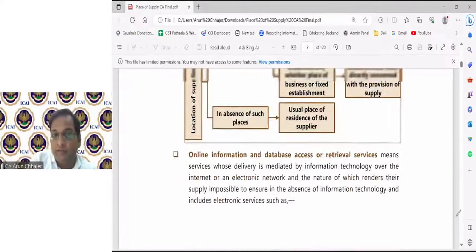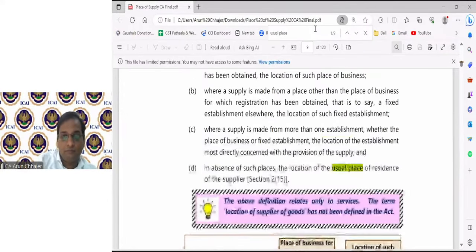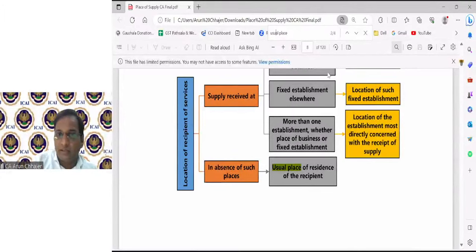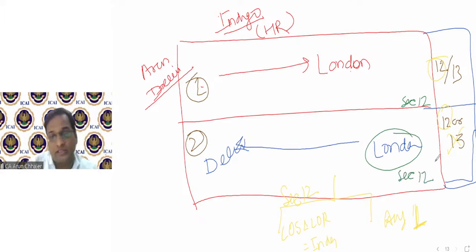Let me confirm whether the question which I have asked is clear to all or not. The right answer is section 12. And for question number 2, even though my physical location is London, my usual place of residence is Delhi. So the answer would be section 12 in both the cases.